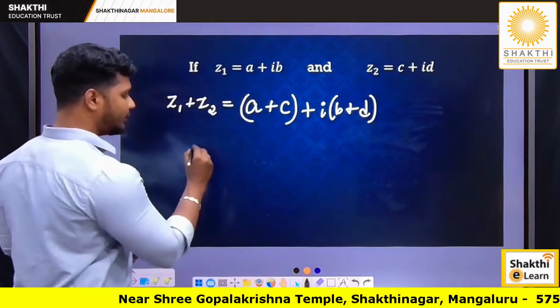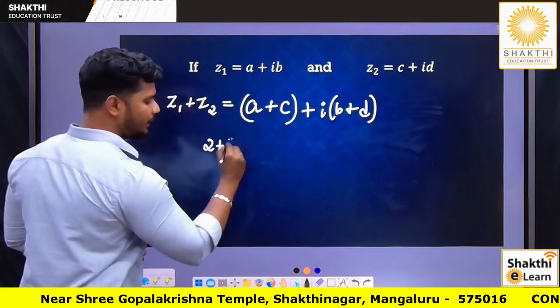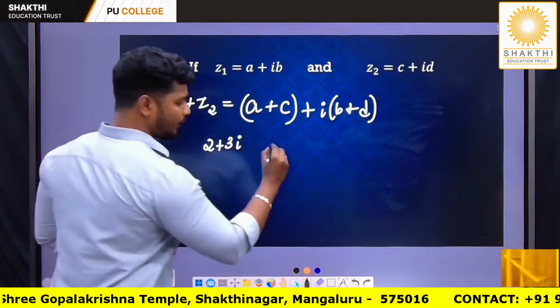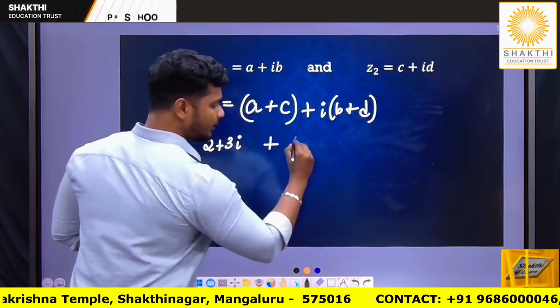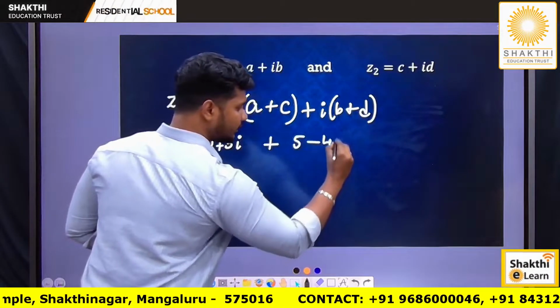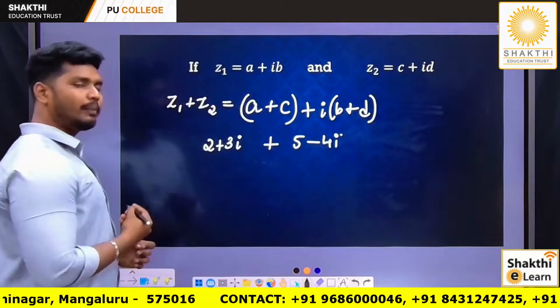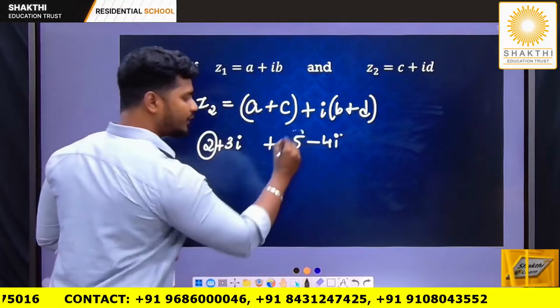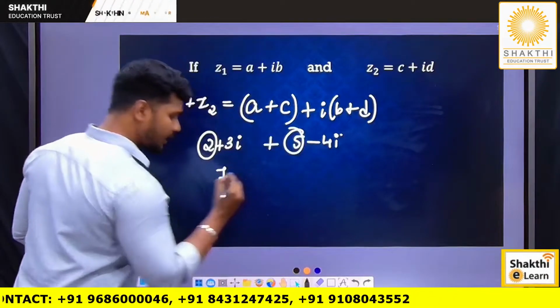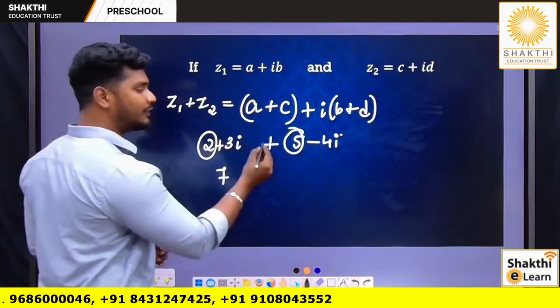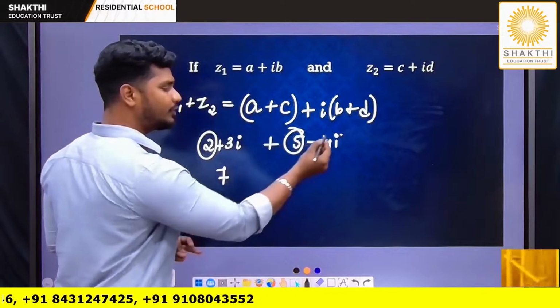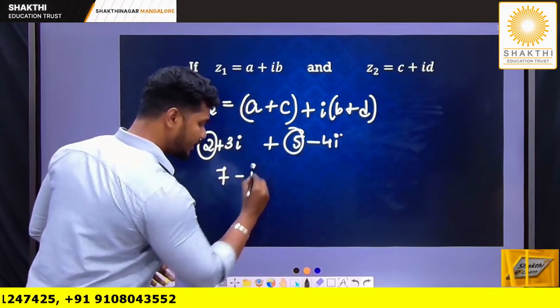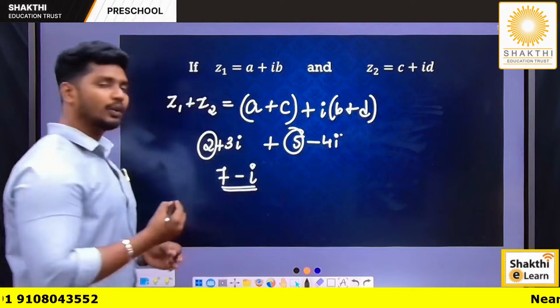Suppose if I have given you 2 plus 3i, it should be added with 5 minus 4i. My addition will be real part with the real part, that is 2 plus 5. The real part is 2 and 5. 2 plus 5 is 7. The imaginary part is 3i plus of minus 4i. 3i minus 4i is minus i. This is how you add the two complex numbers.